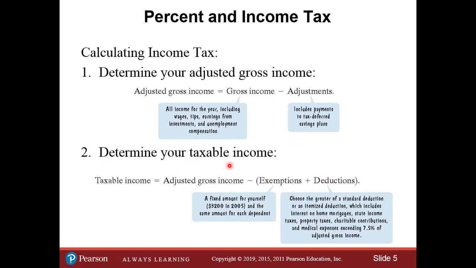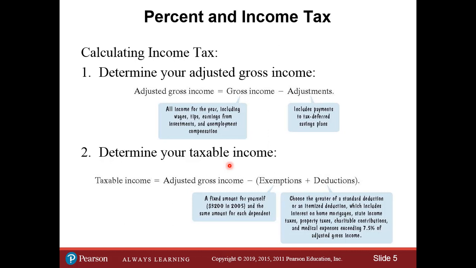So now, calculating income tax, the first thing you need to do is determine your adjusted gross income. Now your adjusted gross income is going to be equal to your gross income, so that's everything you make before taxes. This is all the income for the year, including wages, tips, earnings from investments, and unemployment compensation. And then you're going to subtract off any adjustments. And what are adjustments? Those are tax deferred savings plans.